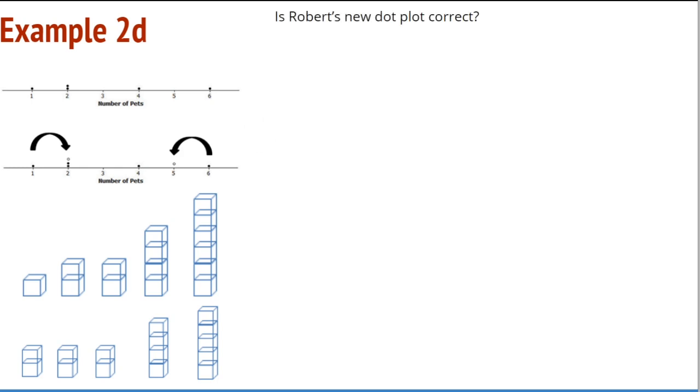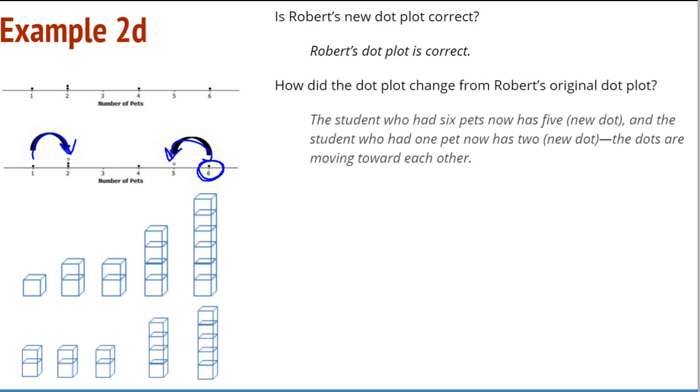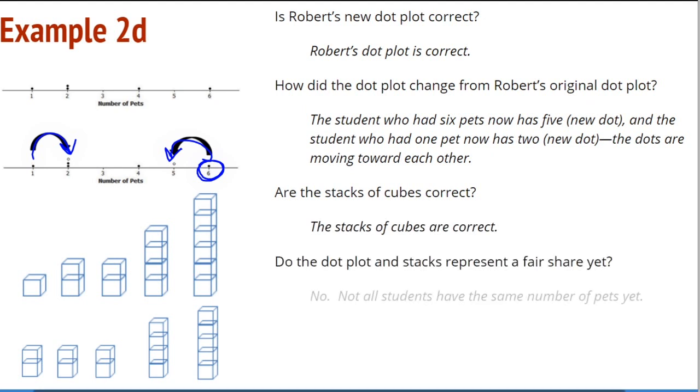So the question is, is the new dot plot correct? Well, the dot plot is correct. We've already looked and said the person with 6 gave away one of theirs, so they only have 5. And the person who had 1 now has 2. We've already looked at the stacks of cubes. I've done all of this already. Now, the goal is to have fair share. Does everyone have the same number of pets yet? And the answer to that question is no. No, they do not.